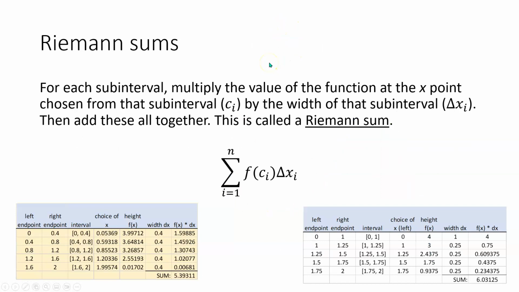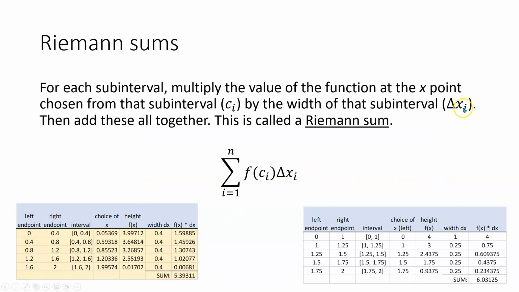Now, for each subinterval in our partition, multiply the value of the function at the x point that we chose from that subinterval by the width of that subinterval, and then add these all together. And this is called a Riemann sum.